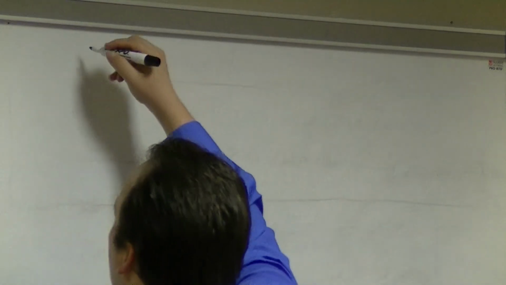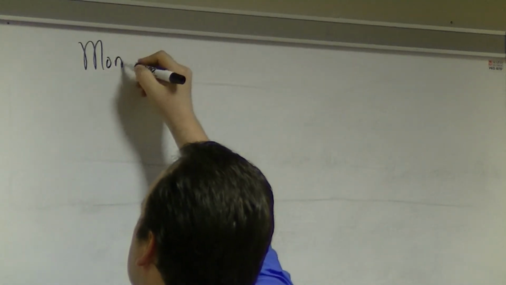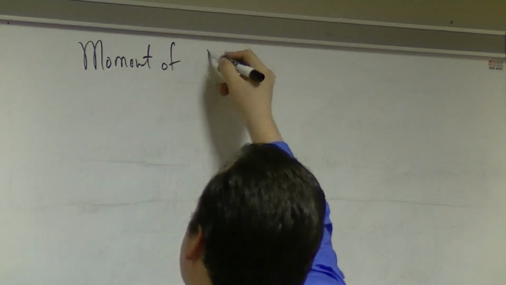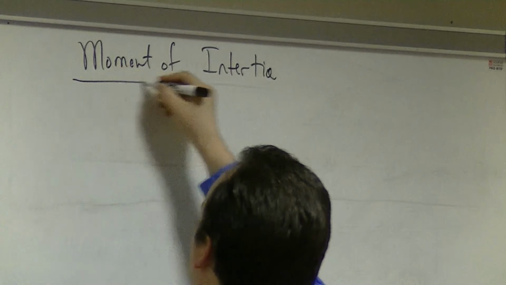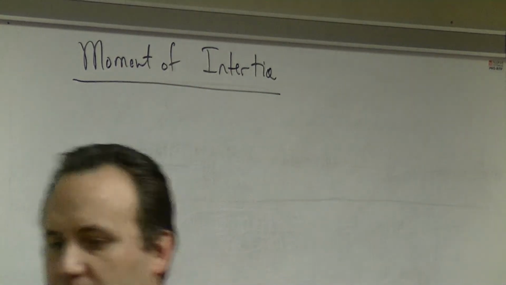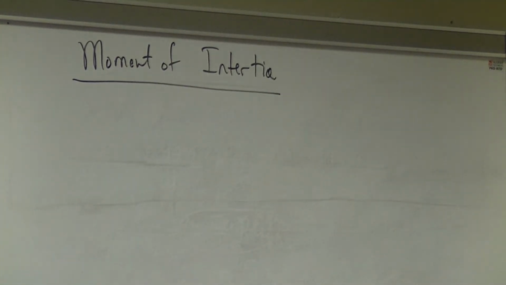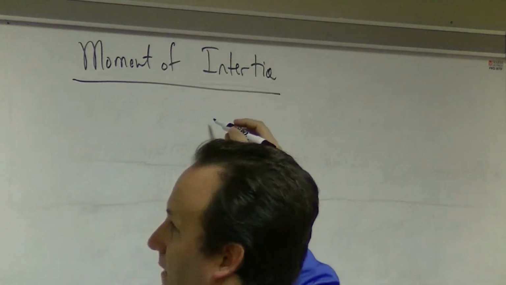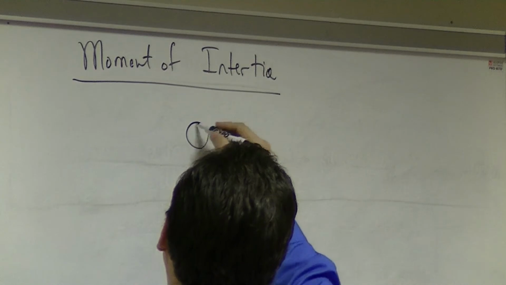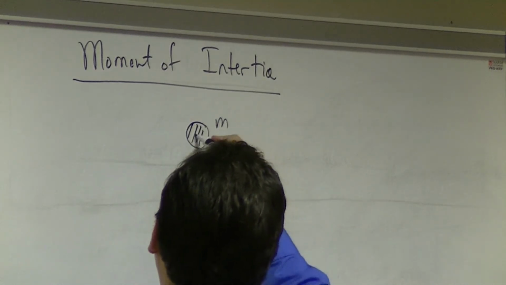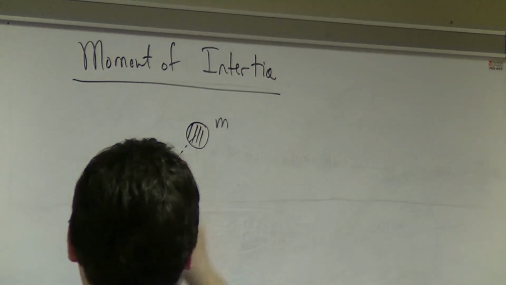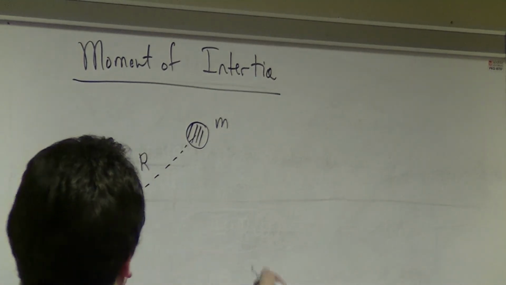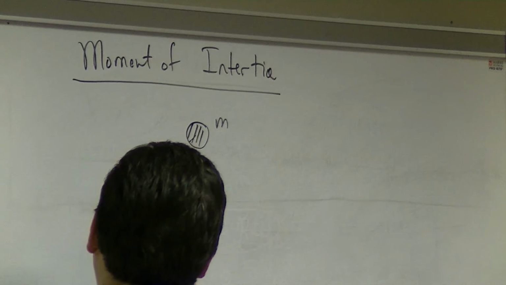The next thing to really talk about is the moment of inertia. What is the moment of inertia? So for a single mass, there's a distance, say r, from the pivot point, let's say.